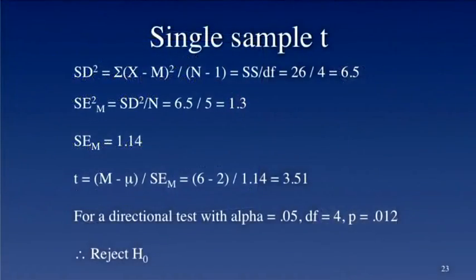So variance is sums of squares over degrees of freedom. Sums of squares from the previous slide was 26. There were only 5 rats, so degrees of freedom is 4. That gives me a variance of 6.5, which leads to standard error of 1.14. 1.14 is, let's pause on that number, that's how much variance I would expect just due to chance. Right? It's just sampling error.